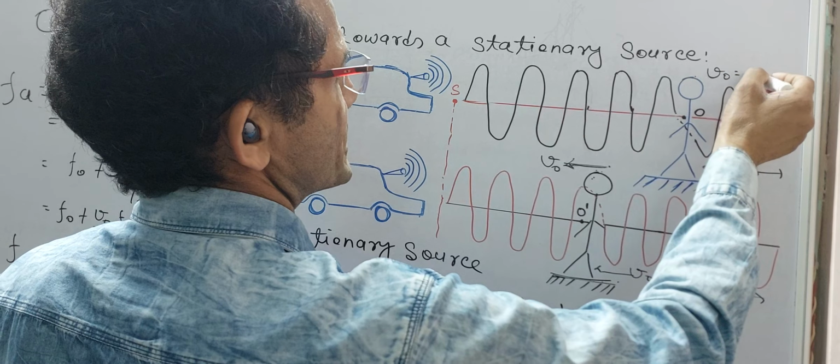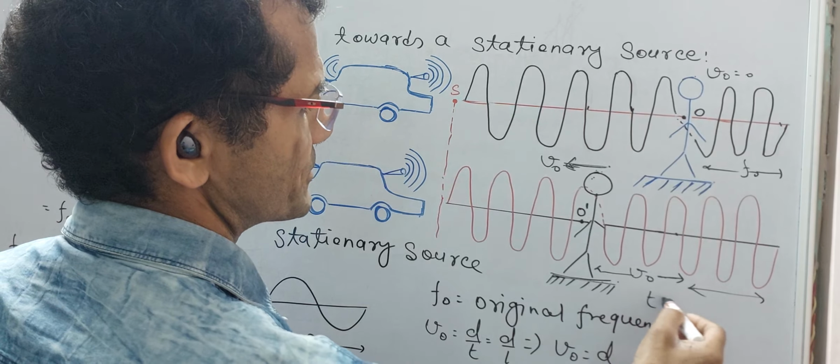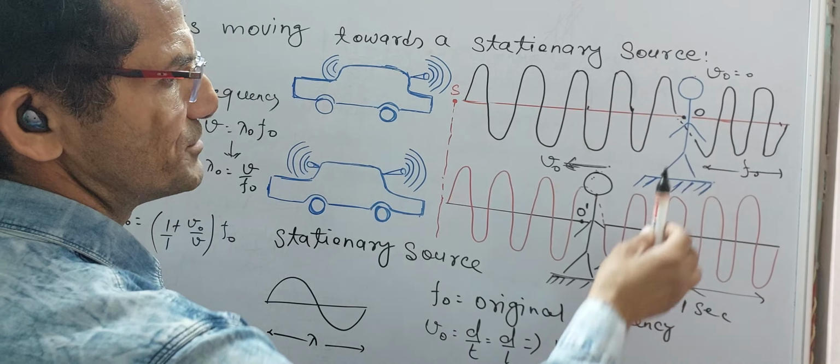Observer at rest at the beginning. In the second case, t is equal to 1 second. The observer moved from here to here.